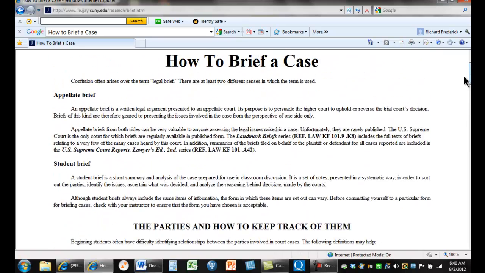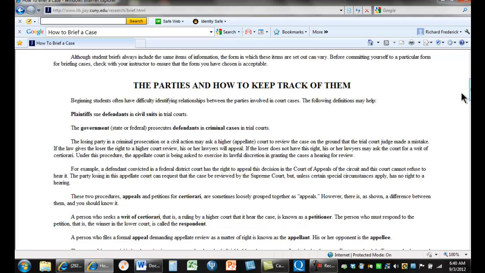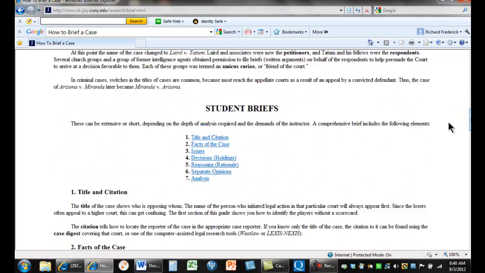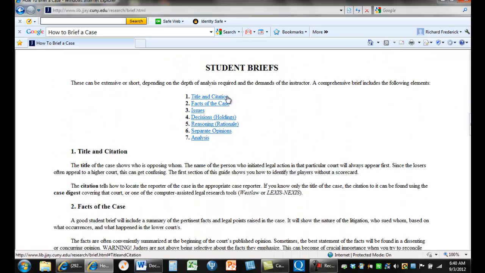But you're going to start out with naming the parties. Here, so title and citation. Write the facts of the case. Write a paragraph about the issues. What are the decisions? What was their reasoning? You might refer to concurring or dissenting opinions, and then you're going to write an analysis. And the analysis says, I get it.